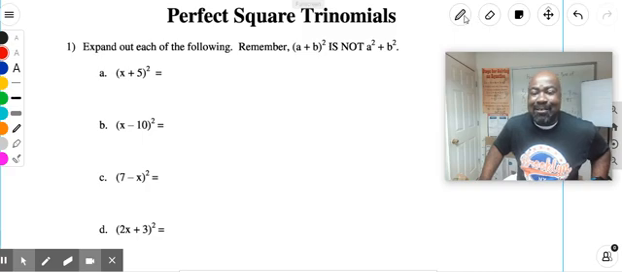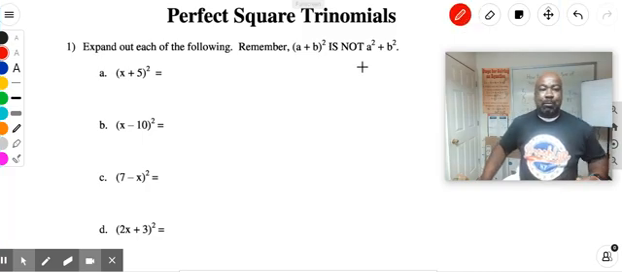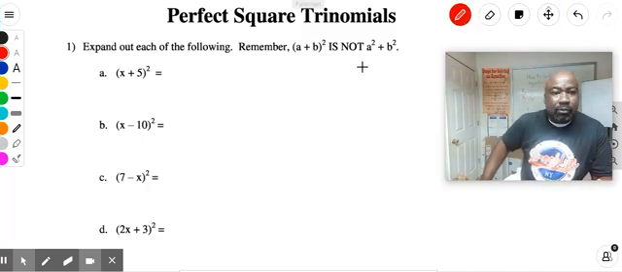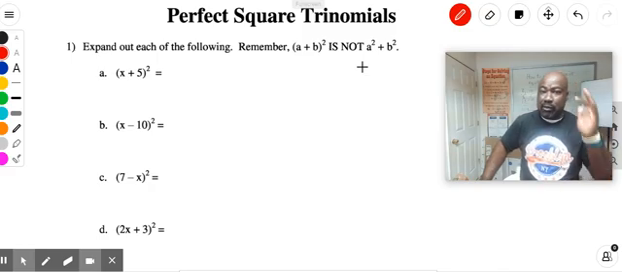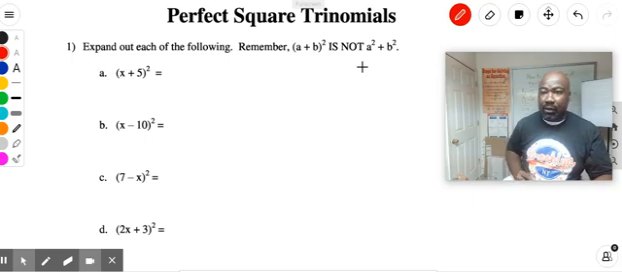All right, let's go. Let's get into today's lesson. Today we're going to go over perfect square trinomials. We're going to solve five quick problems really quick, and then we're probably going to discuss it.